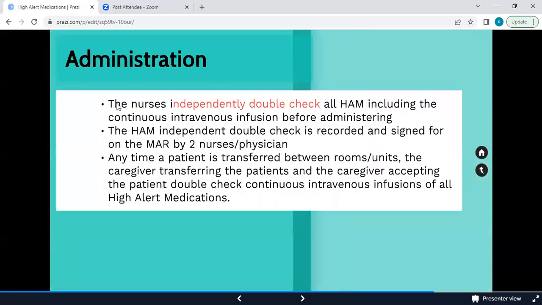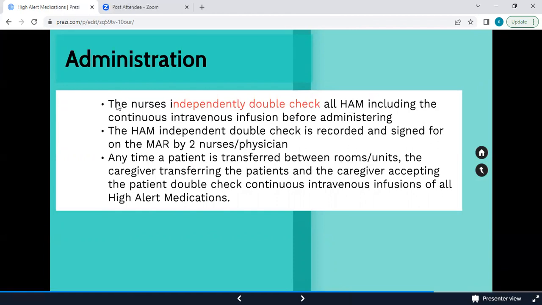Lastly, we have the administration. As I said, the administration while the patient is in the hospital will be by the nurses, and there should be an independent double check of all high alert medication and continuous intravenous infusion. This double check is recorded and signed in the medication administration record.